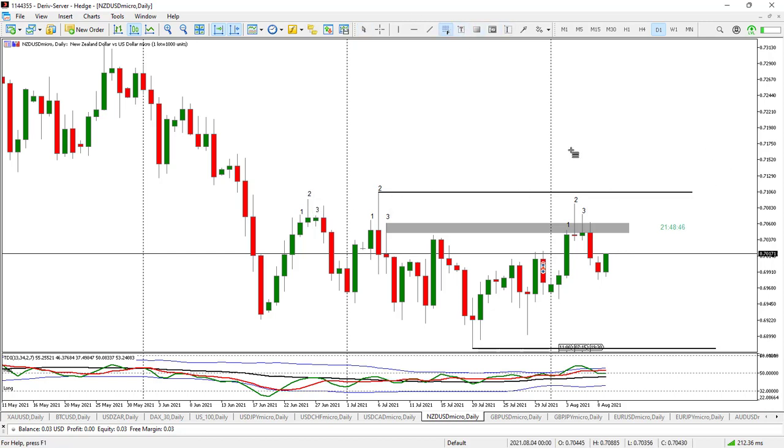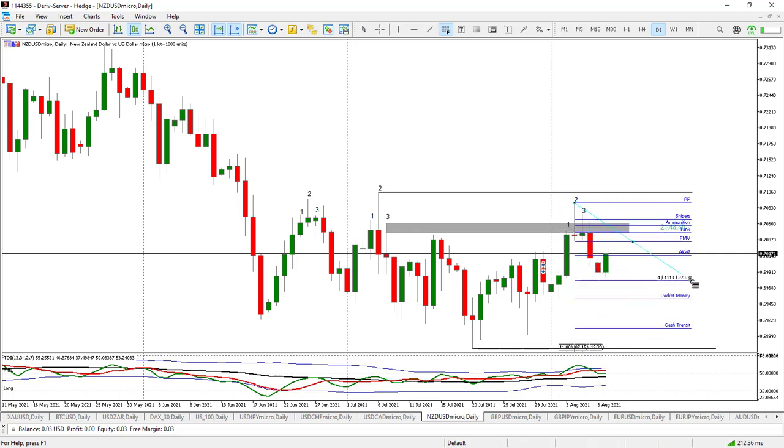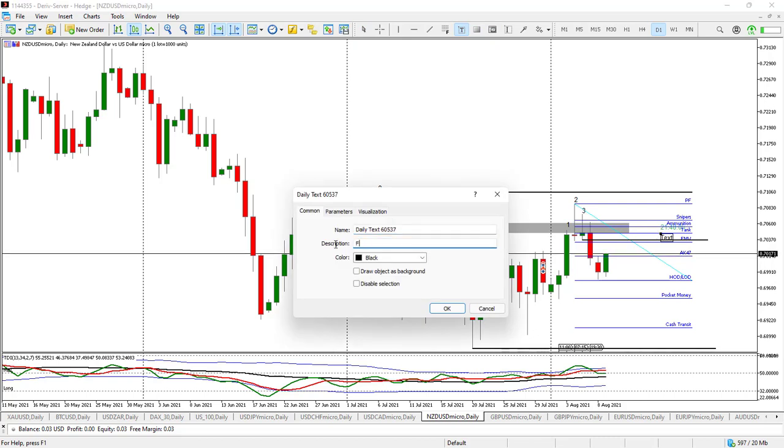And then I place my Fibonacci from the high to the low of the current market move, and then I'm expecting the market to test the flip zone. This is my flip zone, and then we have the flip zone around the zone.